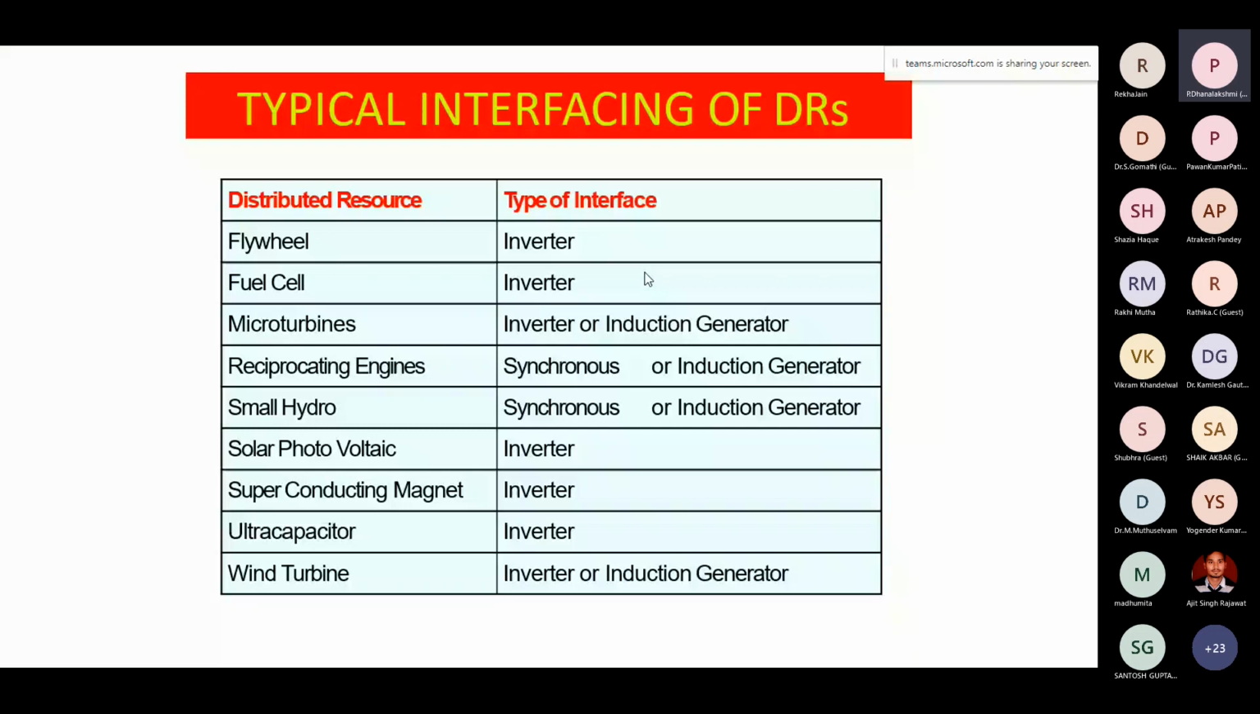The interface required, in case of a flywheel, is an inverter based DG. If it is a fuel cell, that also requires an inverter. If it is a micro turbine, you have all seen these, particularly in wind based DGs, they can be either inverter based interface, or it can also use an induction generator. Then if reciprocating engines are there, they can use either synchronous or induction generators. Small hydro plants can also use either induction or synchronous generators. Then if the DGs are of solar photovoltaic type, the interface to the power system network will be through an inverter, superconducting magnetic storage, ultra capacitor or inverter. All these require inverters. A wind turbine can also be integrated using an induction generator.